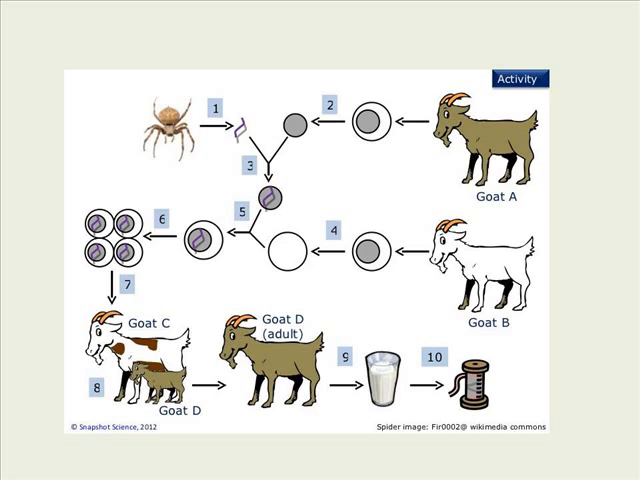Here is another example of gene splicing. In this example, we take DNA from a spider, and this section of DNA codes for the spider's ability to make the spider silk that it spins its web out of, and they have put this section of DNA into a goat's DNA. Once this goat is born and grows up, this female goat, as it produces milk, can produce the spider silk in its milk.